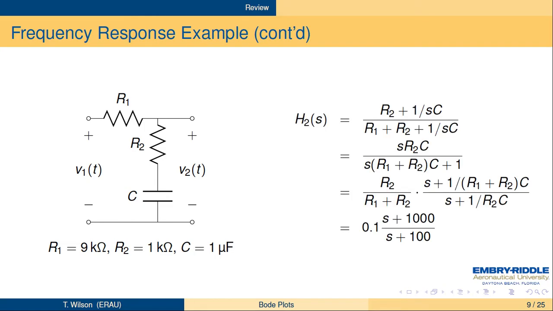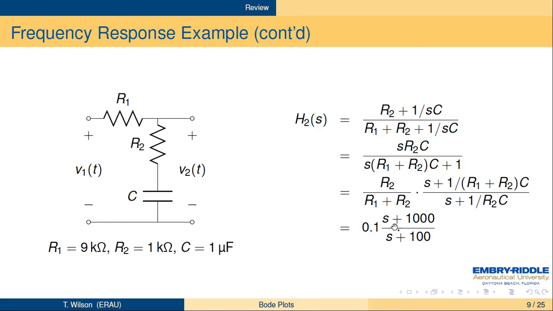So when we do the transfer function, we have R2 plus 1 over SC all over R1 plus R2 plus 1 over SC. We work through the math here. You clear this out, and you end up with R2 over R1 plus R2 times S plus 1 over R1 plus R2 C, all over S plus 1 over R2 C. And when you plug in the numbers here, the term out front is 0.1. There's a 0 at 1,000, and there's a pole at 100. So same pole as the circuit before, but now there's a 0 at 1,000.